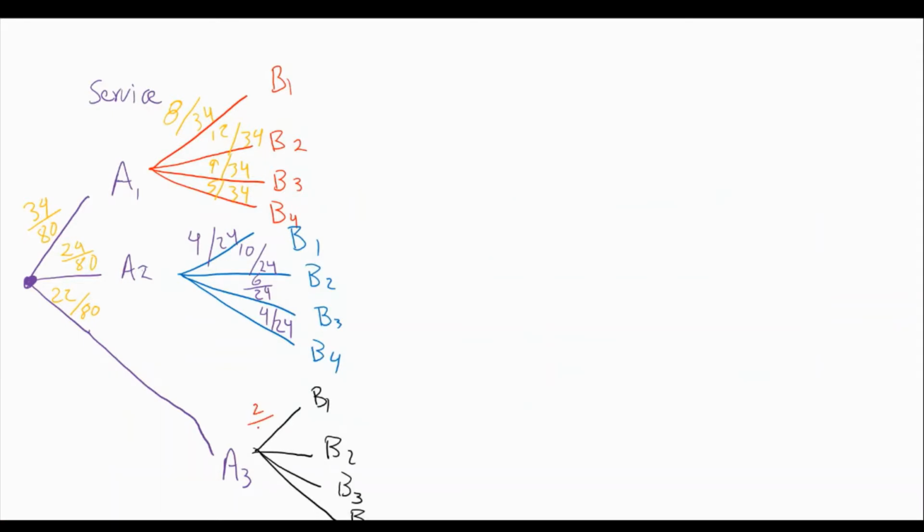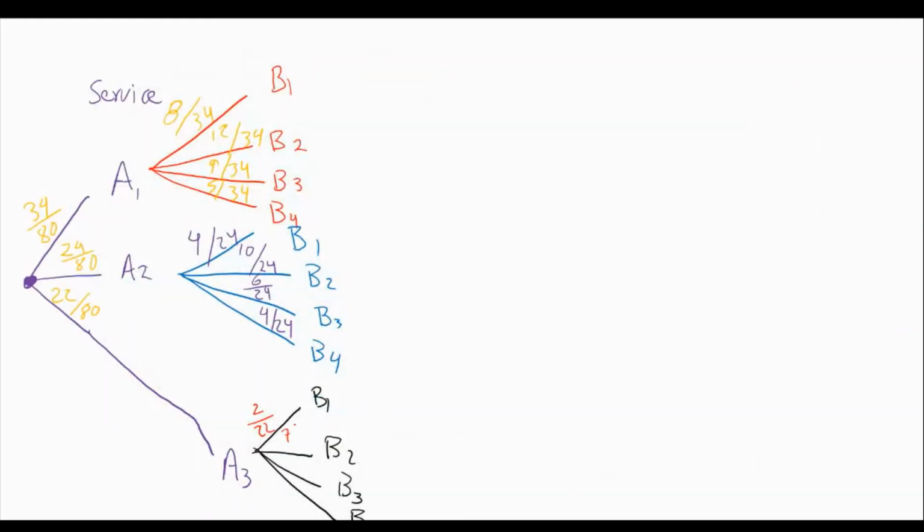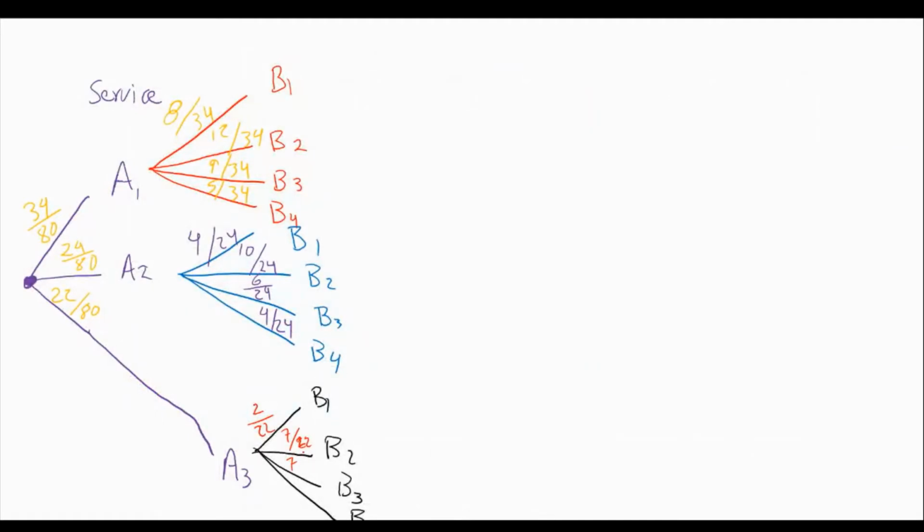So this is 2 divided by 22. Next one is 11 out of 22. All right. Then 7 out of 22. And, my goodness, sorry. Here we go. And the last one is 2. Again, 2 divided by 22.